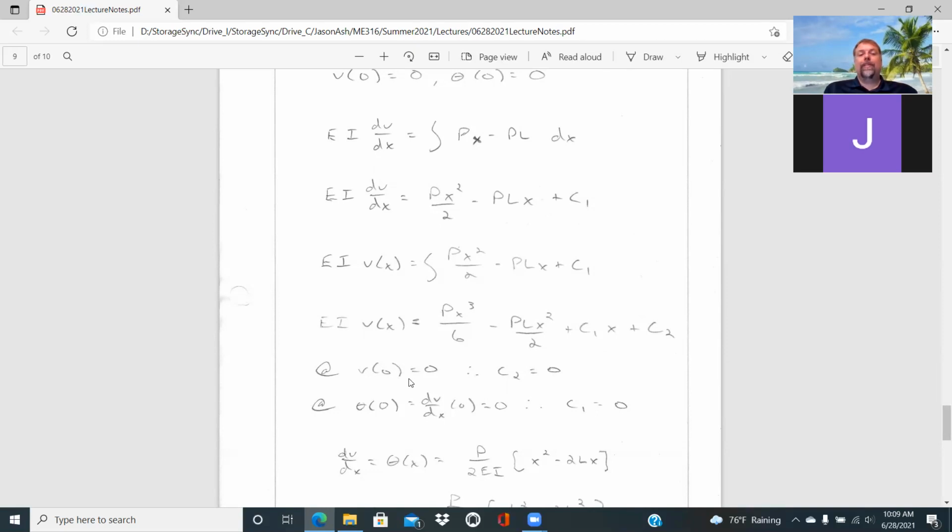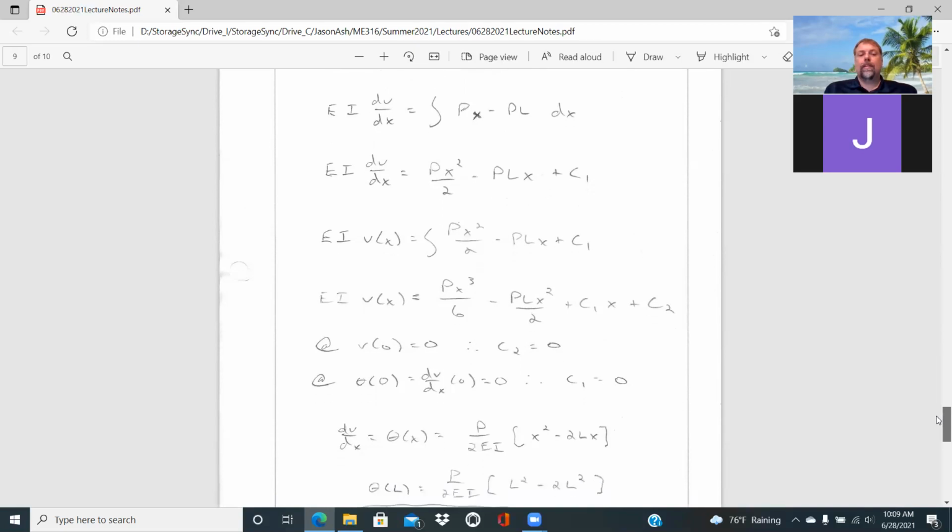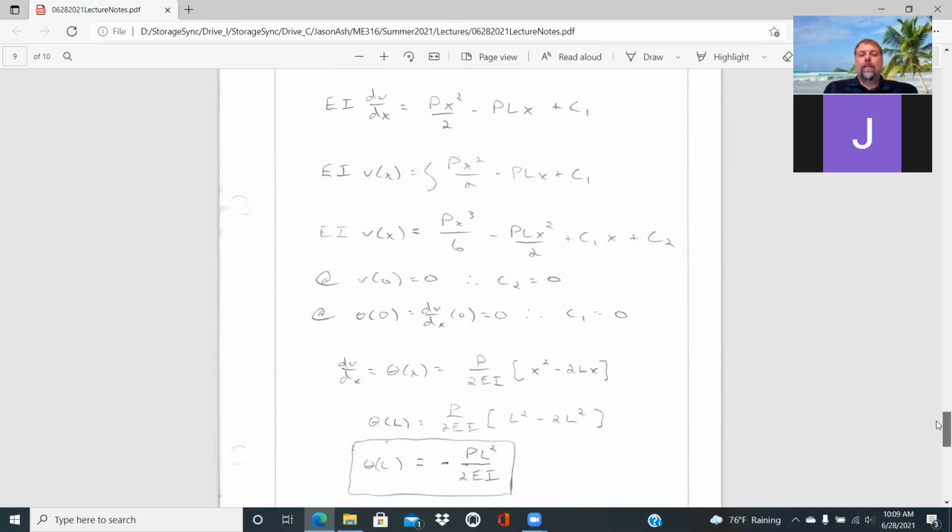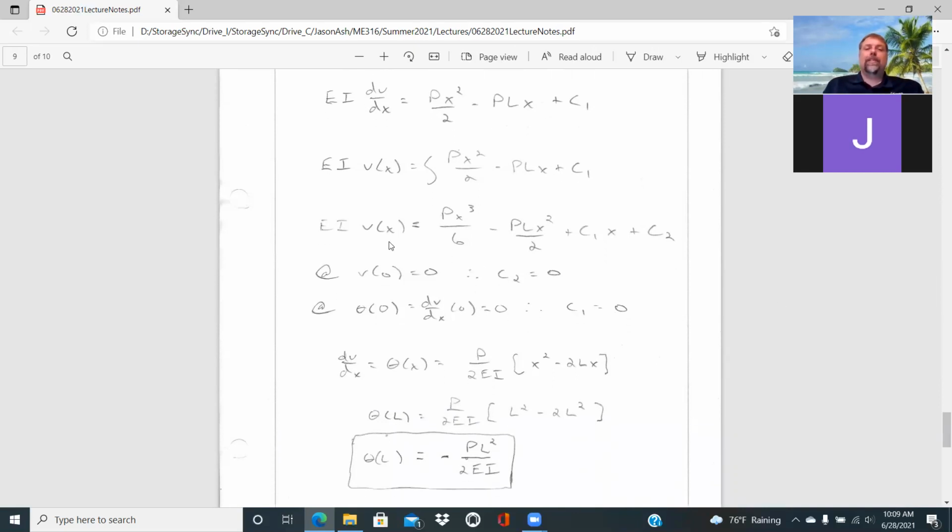And so at x equal to 0, the displacement v is equal to 0. And so if we plug that in, that's going to cause C2 equal to 0. We know the slope at 0 is equal to 0. So back here in this top expression, everything's 0 except for C1. So we know that C1 is also equal to 0. And so our elastic curve is just going to be v of x equal to px cubed over 6EI minus plx squared over 2EI. Both C1 and C2 are 0.